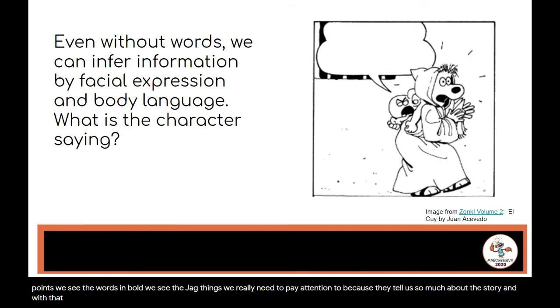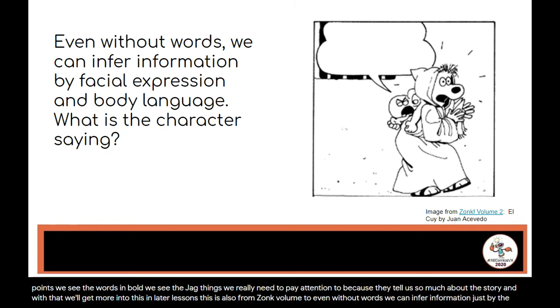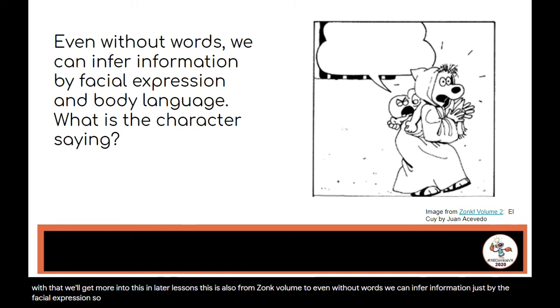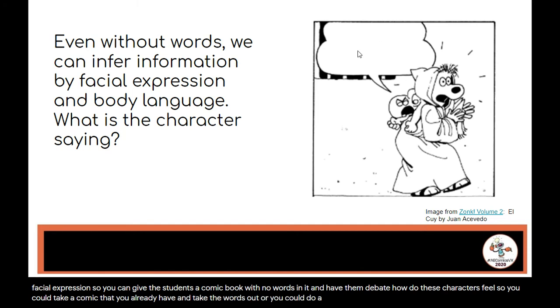And with that, and we'll get more into this in later lessons, this is also from Zonk, Volume 2. Even without words, we can infer information just by the facial expression. So you can give the students a comic book with no words in it and have them debate, how do these characters feel? So you could take a comic that you already have and take the words out, or you could do a Google search for blank comic book pages or comic books without dialogue.